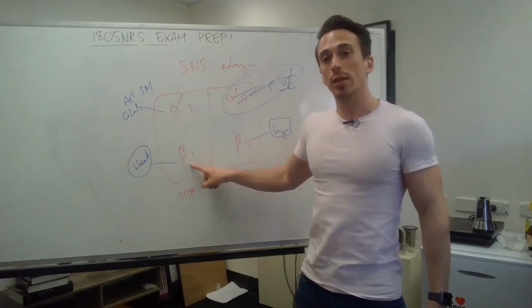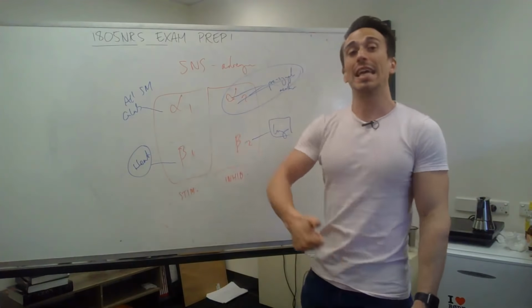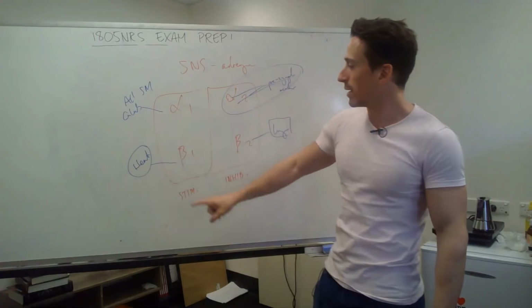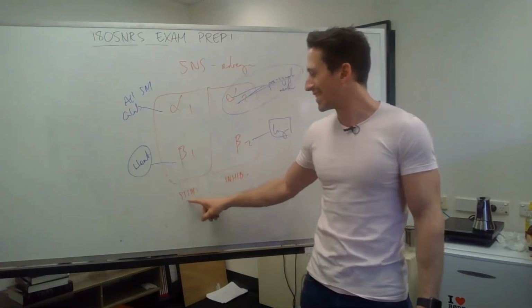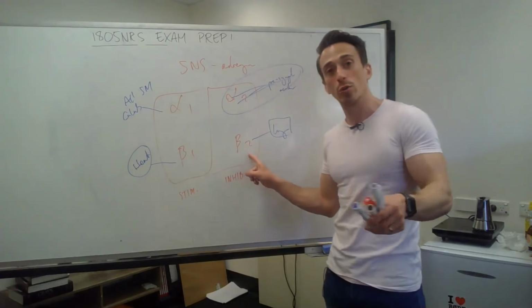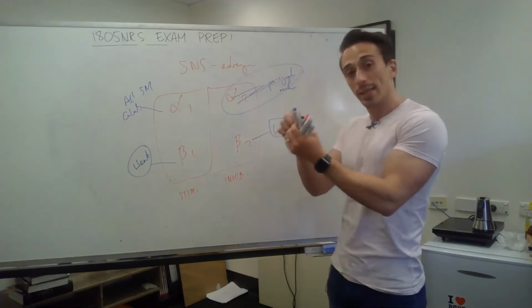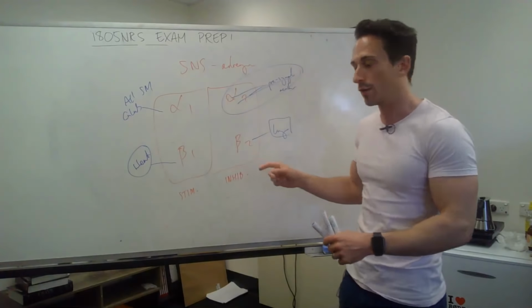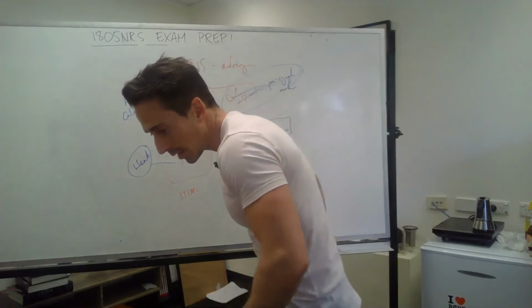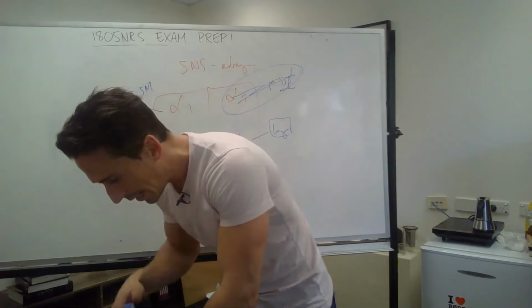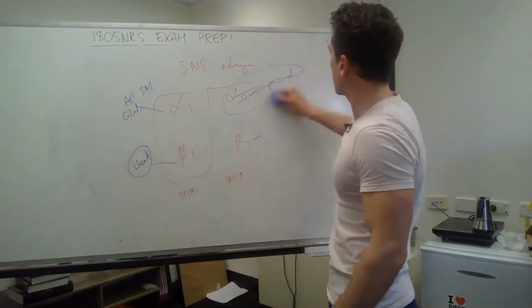If you throw adrenaline at beta 1, the heart's going to contract. It's going to increase its contractile force and increase its speed. That's what happens when you throw adrenaline at beta 1 because it's stimulatory. If you throw adrenaline at beta 2, it's inhibitory. It relaxes the airways. They open up, more air can come in and out. Don't forget that. All right, we're getting there. Endocrine system. All right, done with the nervous system.